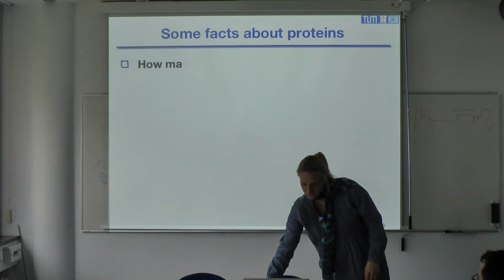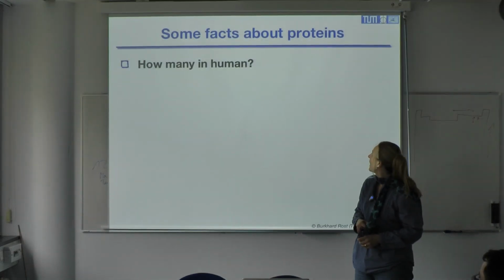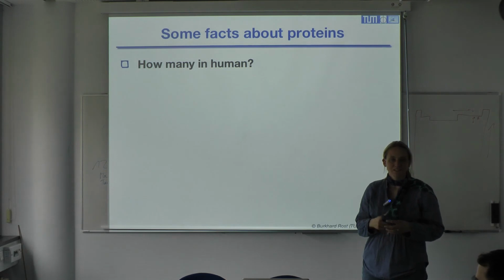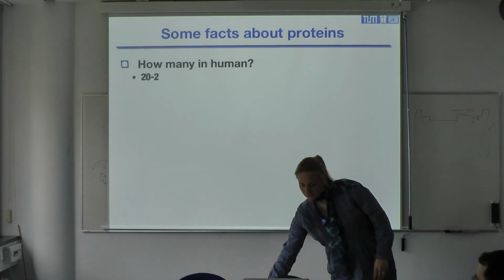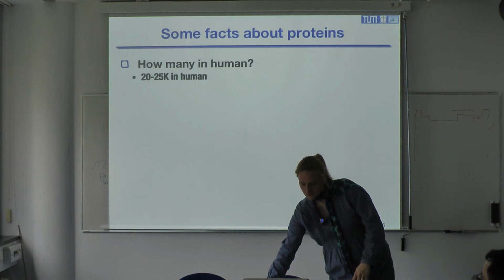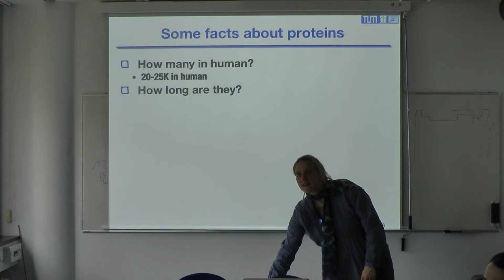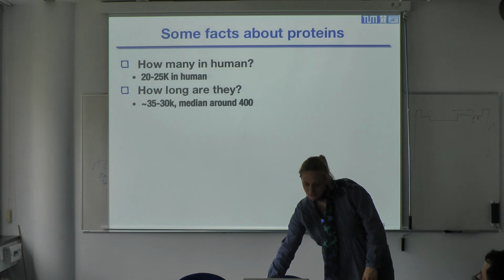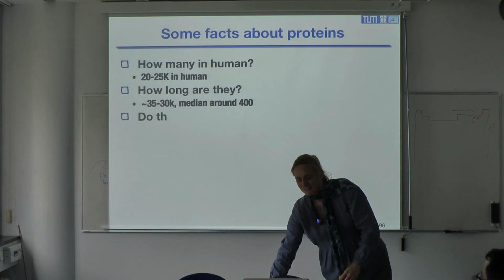Okay, some trivia about proteins. How many do we have in human? 20 to 25,000. How long are they? Yeah. I think the mean is about 300. Yeah, the median is around 400. Okay. But maybe, mean and median can be different.